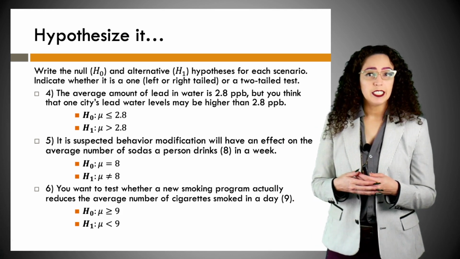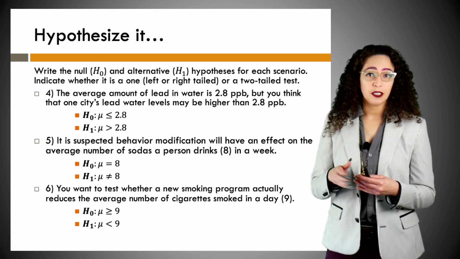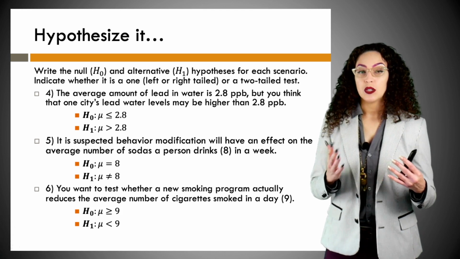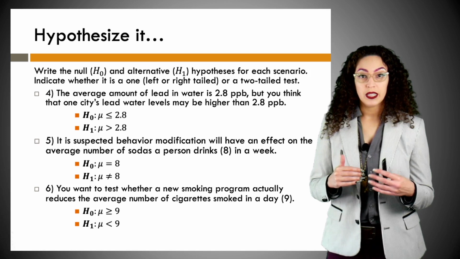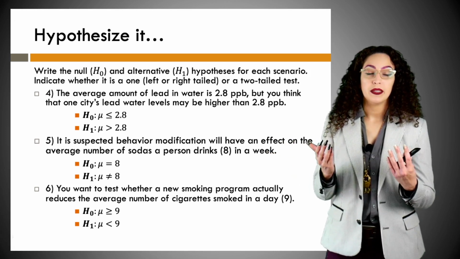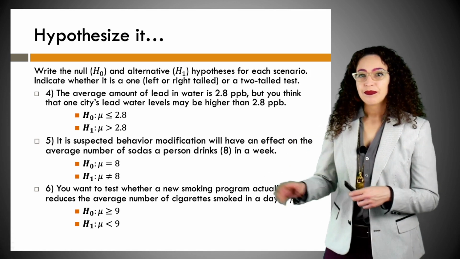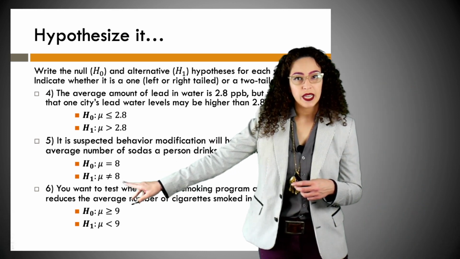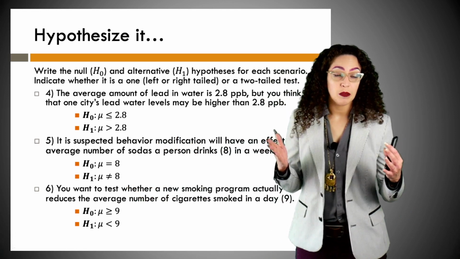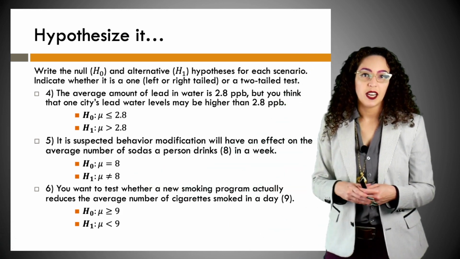Number 5. It is suspected behavior modification will have an effect on the average number of sodas a person drinks in a week. This particular person drinks 8 sodas a week. So, is there any assertion of increase or decrease? No. In this case, we're just saying an effect. It's going to be different after behavior modification. Maybe it'll go up, maybe it won't. Or maybe it'll go down, hopefully it will. So here we have mu is not equal to 8. We think that after a few weeks of behavior modification, it will be different from 8, but we're not saying whether it's going to be more or less. And our null is just that mu is equal to 8, that it doesn't change.